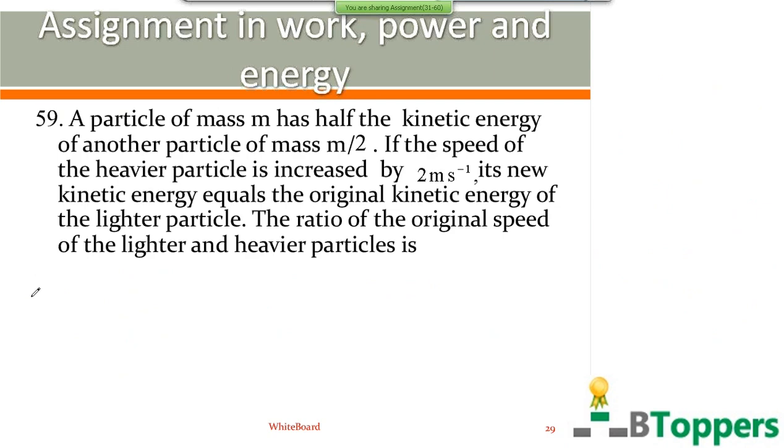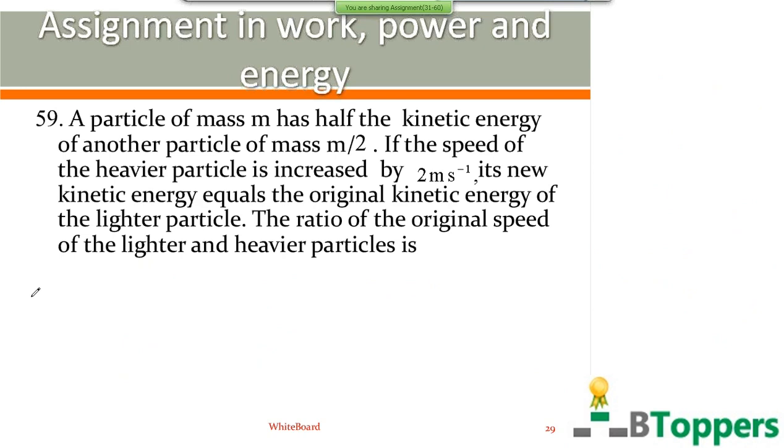See the question number 59, this problem was given in one of the previous entrance examinations in EAMCET. A particle of mass m has half the kinetic energy of another particle of mass m by 2. The speed of the heavier particle is increased by 2 meter per second. Its new kinetic energy equals the original kinetic energy of the lighter particle. The ratio of the original speed of the lighter and heavier particles is.